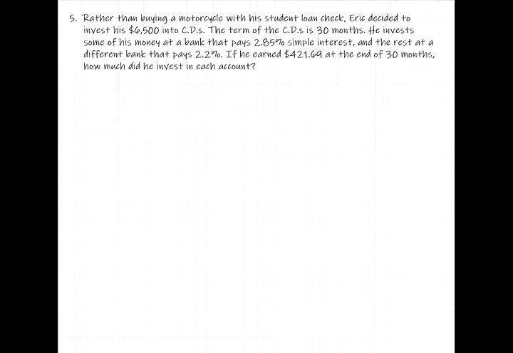So the first thing to notice is that we don't know the principal amount for either account. So we have two accounts. We have the account, we'll call it account number 1, that pays 2.85%. And we have account number 2 that pays 2.2%. And all we know is that together, the two principals add up to $6,500.